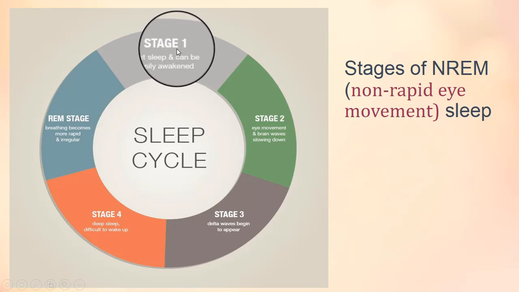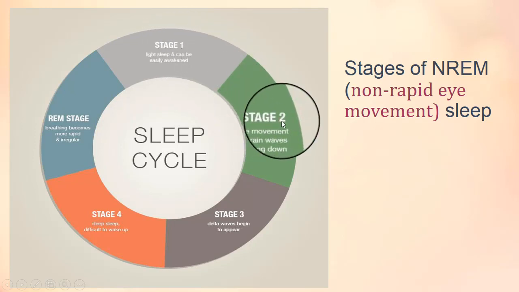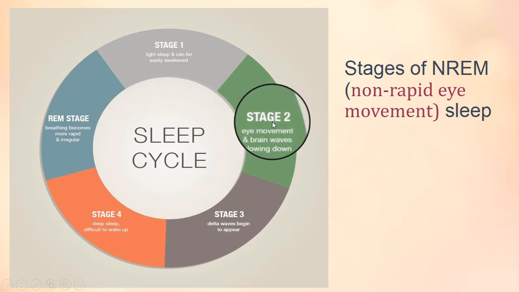Now after 5 to 15 minutes, the second stage of NREM forms. In the second stage, the breathing pattern slows down, the heart rate slows down, and there will be a decrease in body temperature. This is the stage when the brain does less complicated tasks. This was all about stage 2.